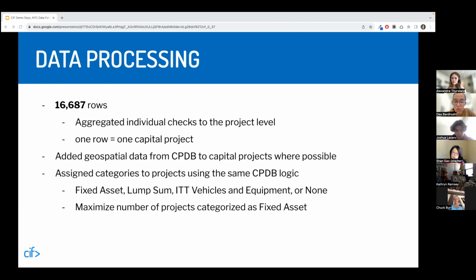From there, we also added geospatial data from CPDB to these capital projects where it was possible. And then lastly, we also performed the categorization process using the same logic as in CPDB. So each project was assigned to either fixed asset, lump sum, IDT vehicles and equipment, or if none of those were possible, we would assign a value of none. And again, we want to maximize how many fixed assets we assigned.